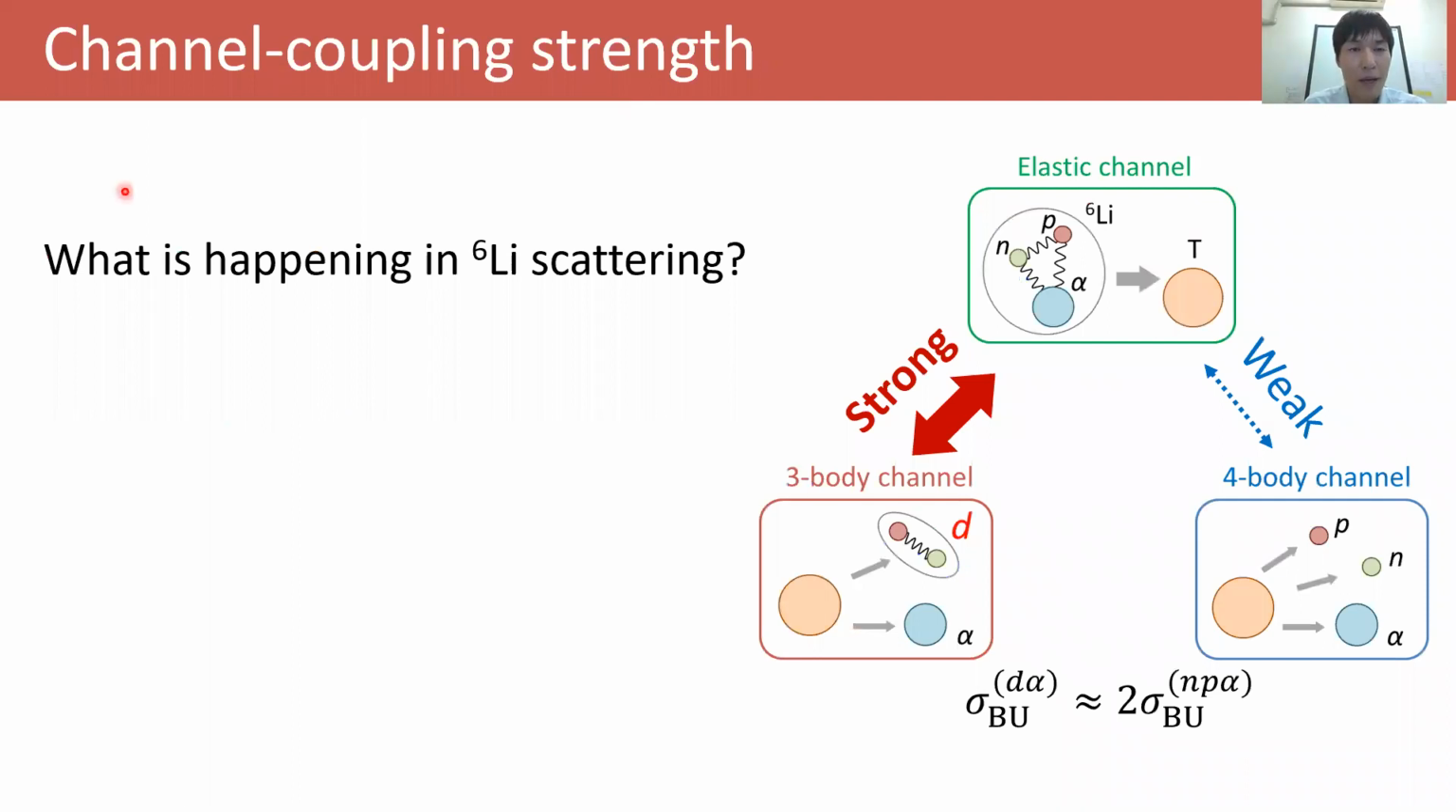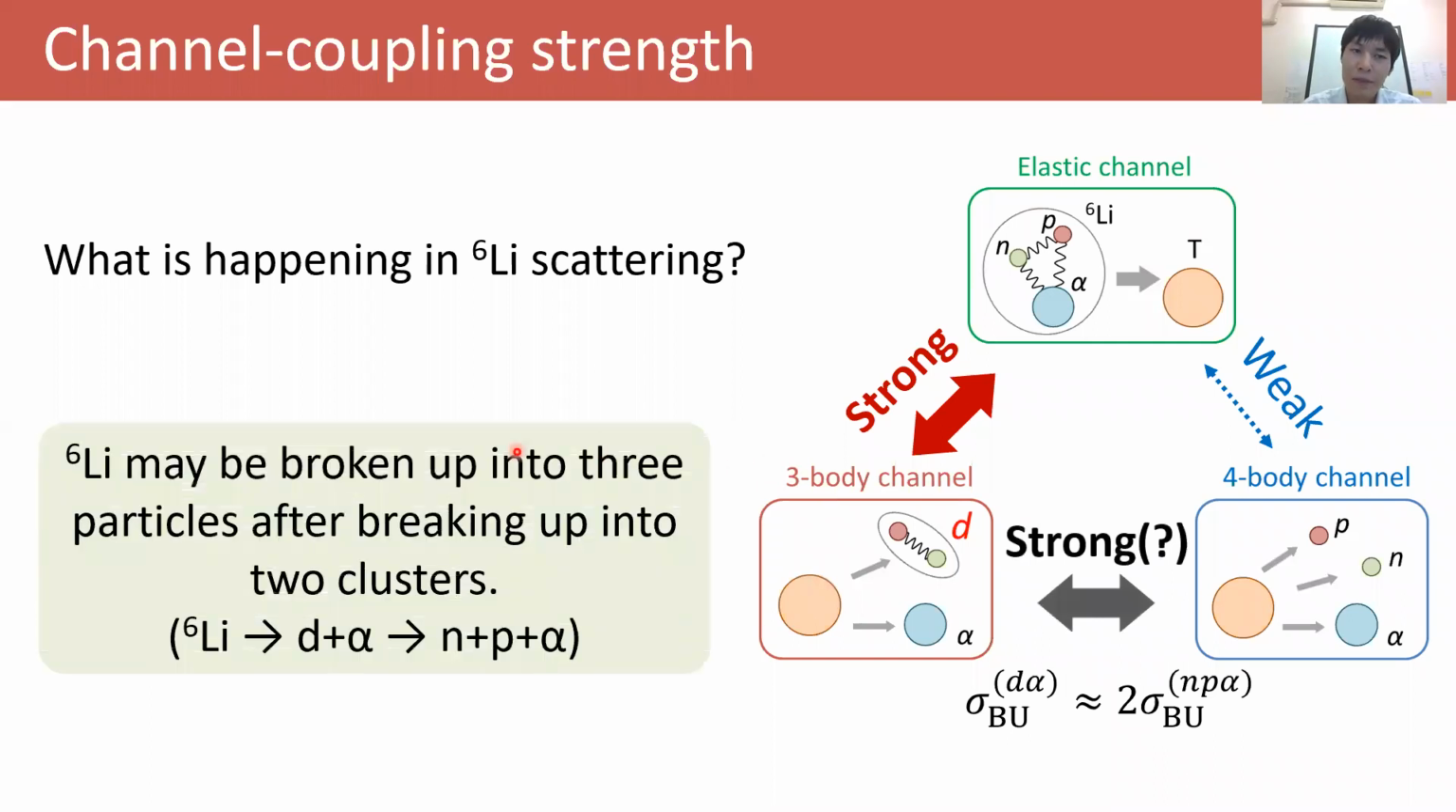Okay, what is happening in lithium-6 scattering? As I said, the coupling between these two channels is weak, but the breakup cross-sections of D-alpha and NP-alpha are almost comparable. This result may suggest that the coupling between these two channels is strong. The possibility is that lithium-6 may be broken up into 3 particles after breaking up into 2 clusters, like this. The investigation of this hypothesis is an interesting future work.